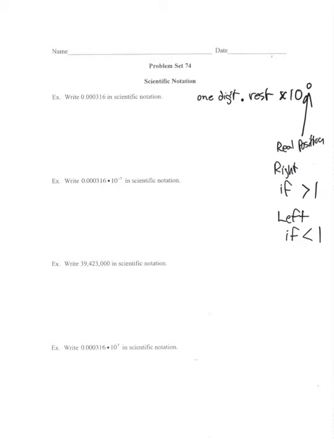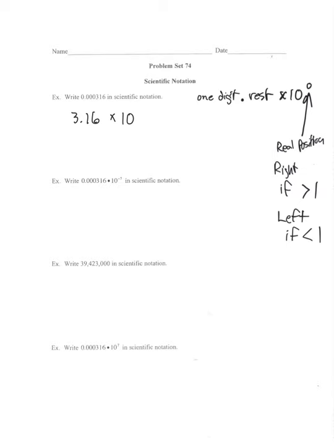Well, that means that the first number in this scientific notation is going to be 3.16, right? Because 3 is my first non-zero digit there. I'm going to multiply that times 10 to the power of something. And now I need to figure out what my variable is going to be.